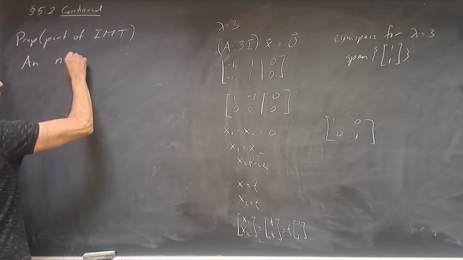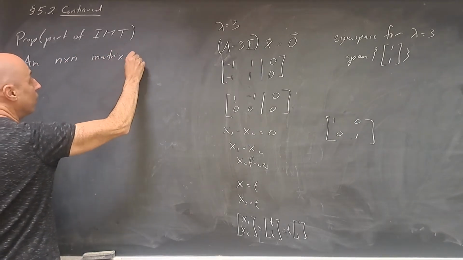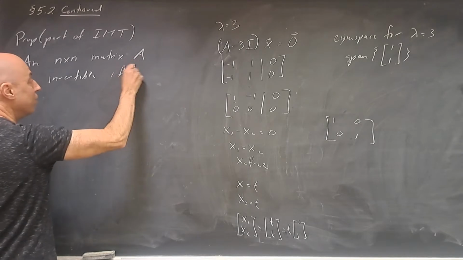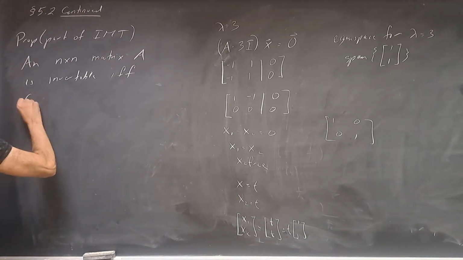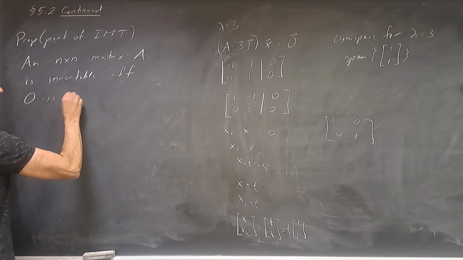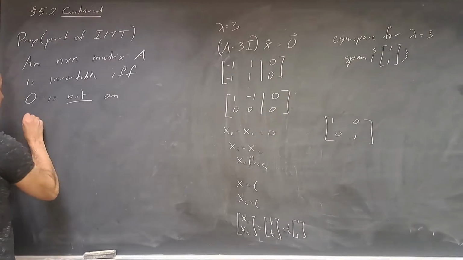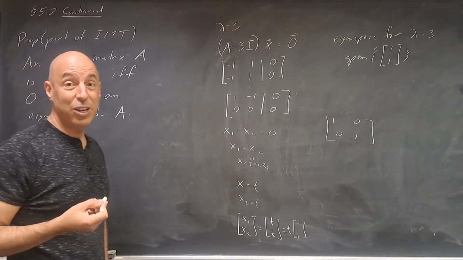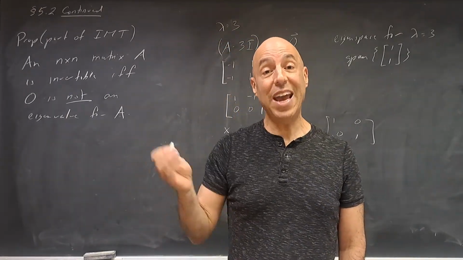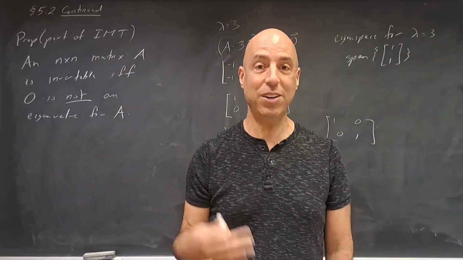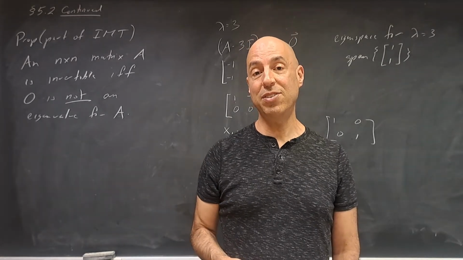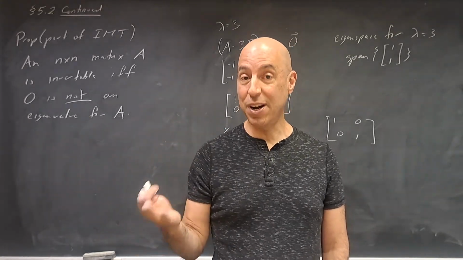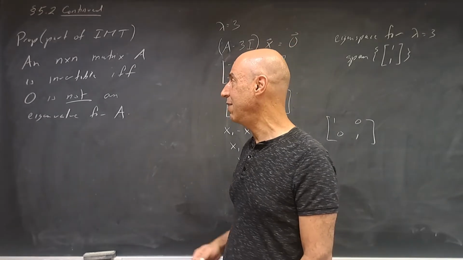An n by n matrix A is invertible if and only if 0 is not an eigenvalue for A. If 0 is an eigenvalue for A, that means there is some vector such that A times the vector is 0 times the vector. Well, 0 times the vector is just the 0 vector. And you know that a matrix is not invertible if and only if it sends some non-zero vector to the 0 vector. So the proof of this is pretty obvious.